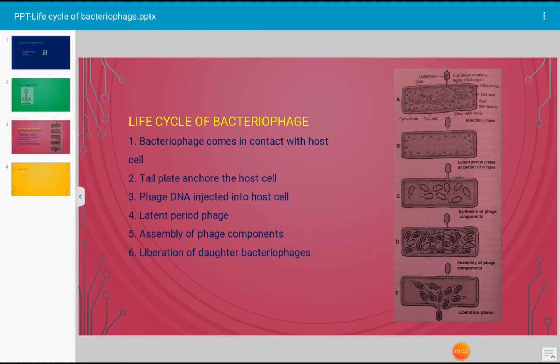Next follows the latent period phase, also known as the period of eclipse. What happens during this period? During the eclipse period, which is usually about 12 to 22 minutes, no virus DNA as such can be seen in the host cell. It disappears as an independent infective agent. It seems that the phage DNA within the host cell enters the nuclear or chromatin body of the host cell and takes control of the cell's genetic machinery in a manner unknown at present.